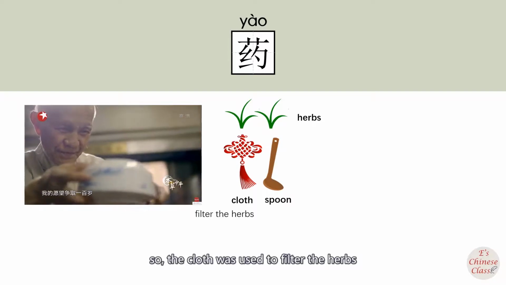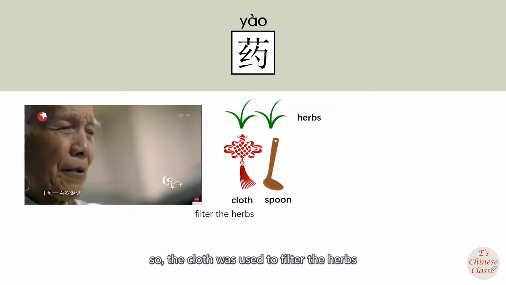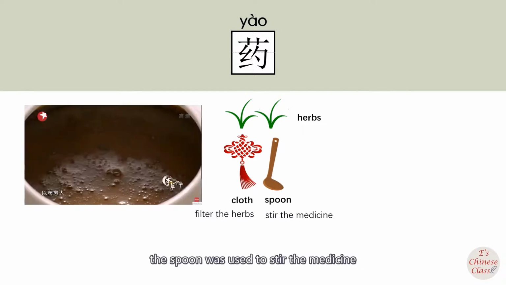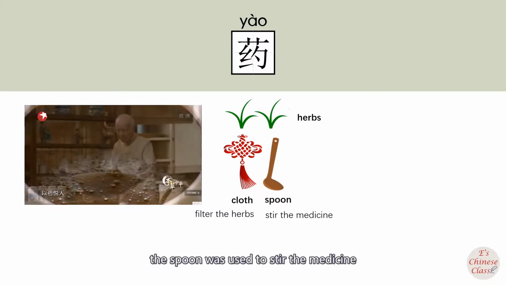So, the cloth was used to filter the herbs. The spoon was used to stir the medicine.